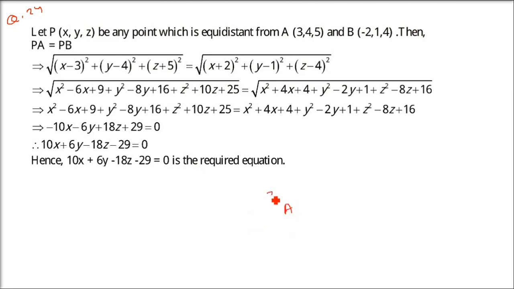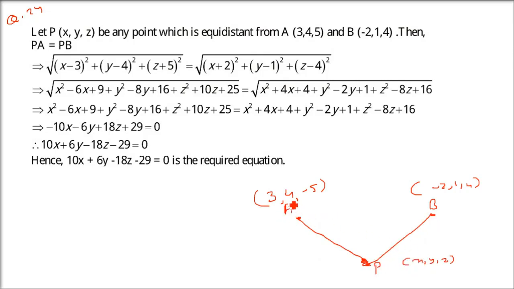So you have a point A, which is (3, 4, -5). The point B is (-2, 1, 4). You have this point P, and you have to take the distances PA and PB. Just take the distances and equate them. So (x minus 3) whole square, (y minus 4) whole square, (z plus 5) whole square, equated to (x plus 2) whole square, (y minus 1) whole square, (z minus 4) whole square. It is under root, so square them and just rearrange, and you'll get this equation. This is the required equation.